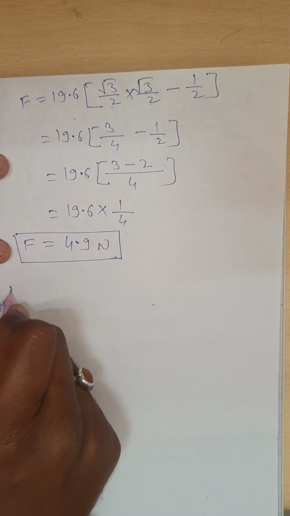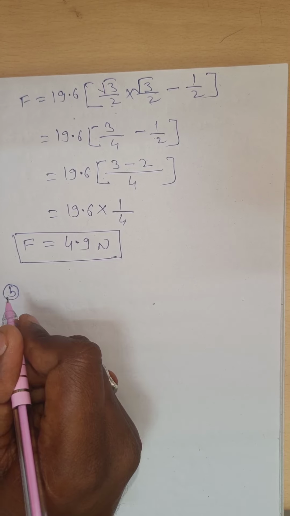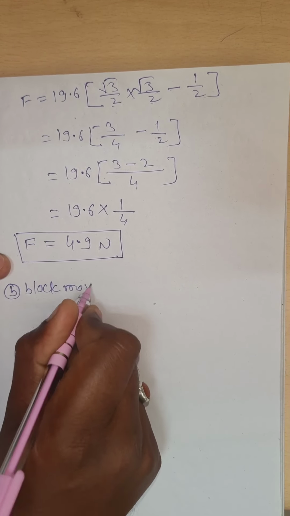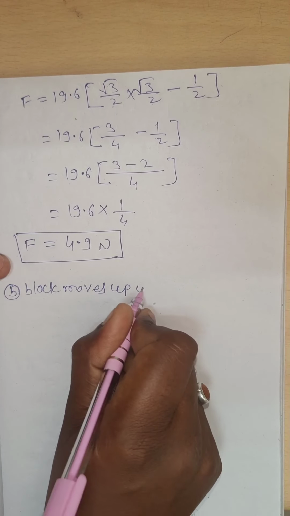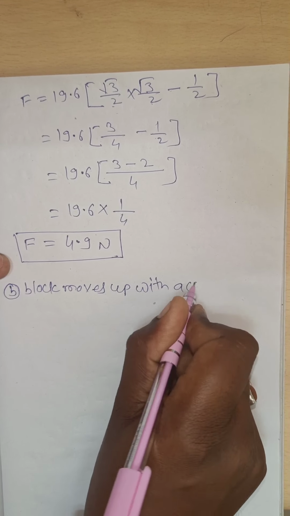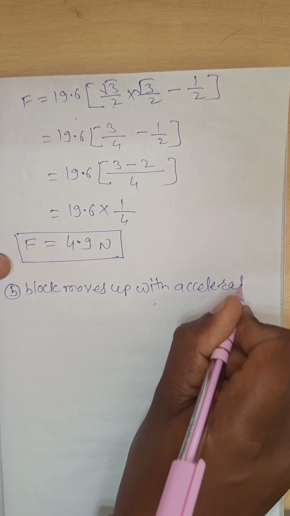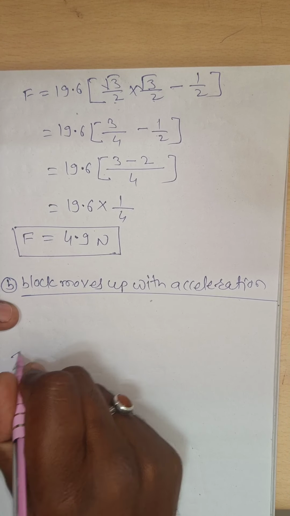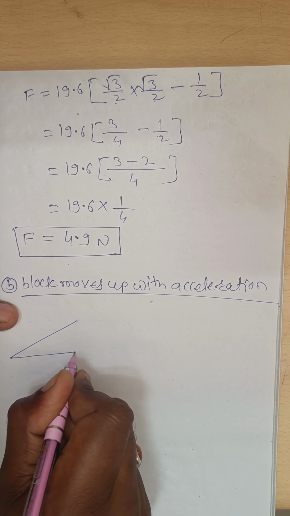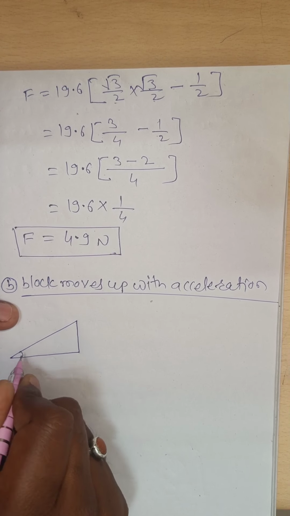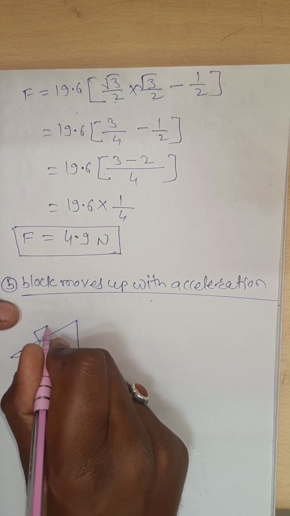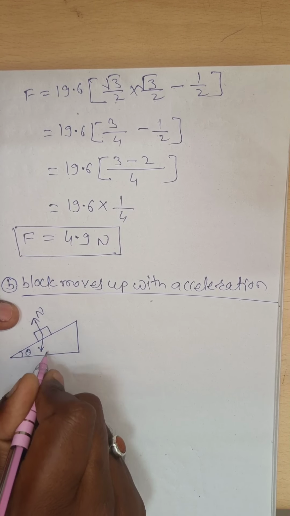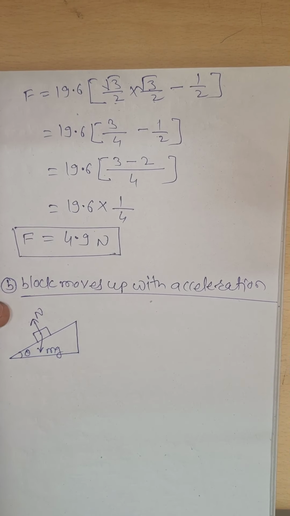Now in the second case, the block moves up without acceleration. Now this angle is theta, this is the normal reaction, and this is mg, in the downward direction.